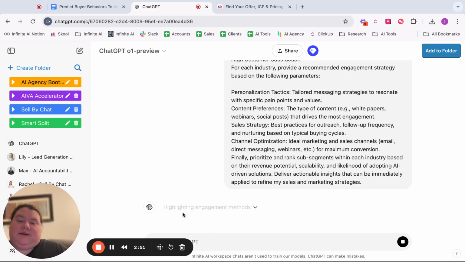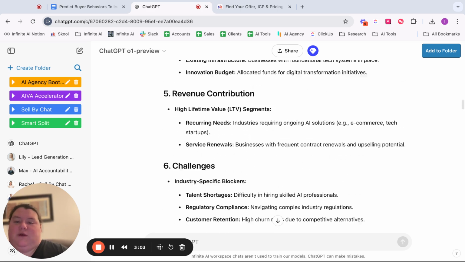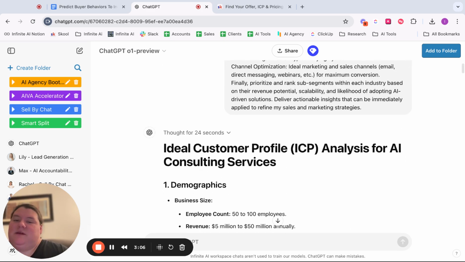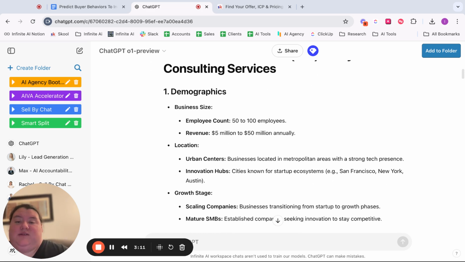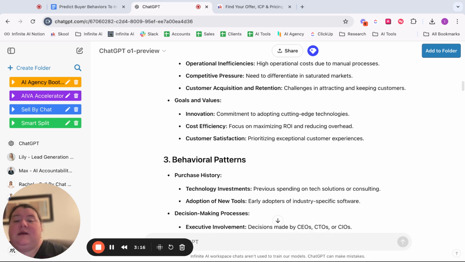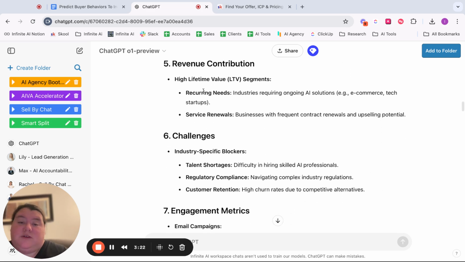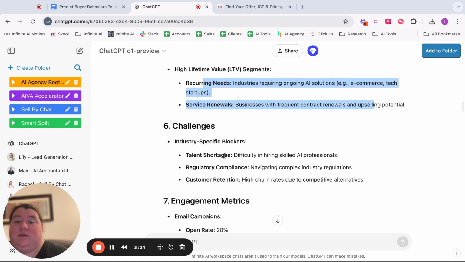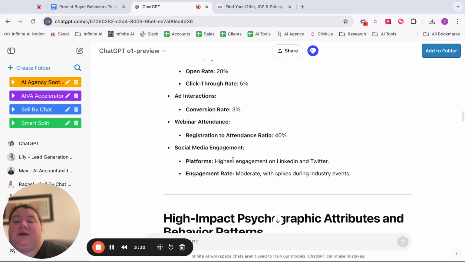Here, I'm going to give it a second to load, and I'm going to share with you how in depth this goes. As you can see, it's creating a very detailed, very well thought out ICP analysis. It is super in depth. We have the demographics, the psychographics, pain points, goals, values, behavioral patterns, technology adoption, revenue contribution, where they're spending their money and in what segments, and challenges that they're having as an industry.